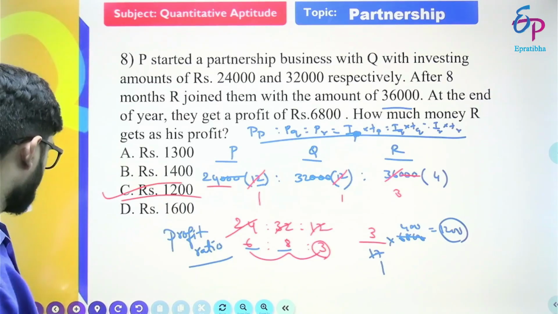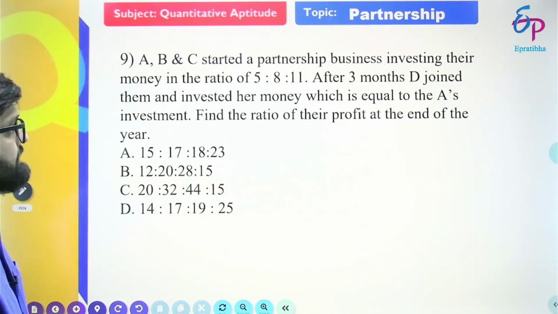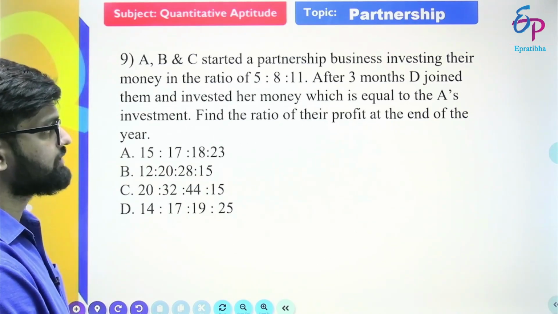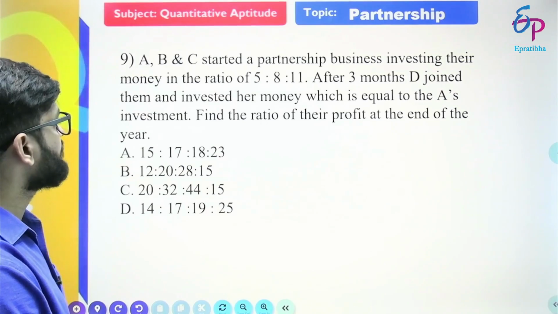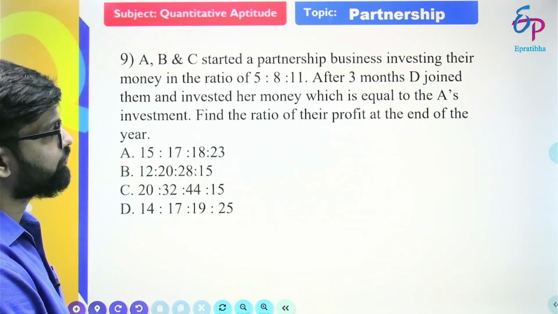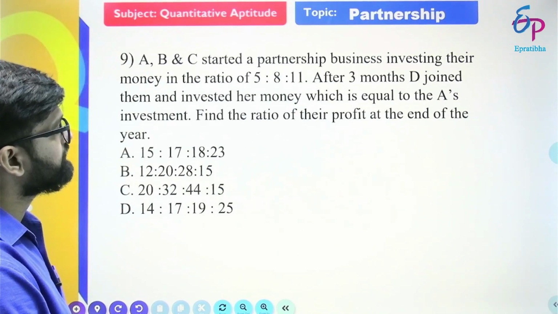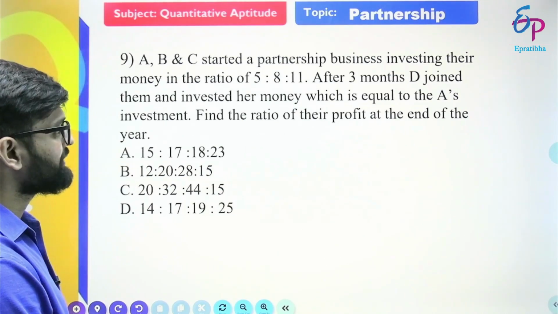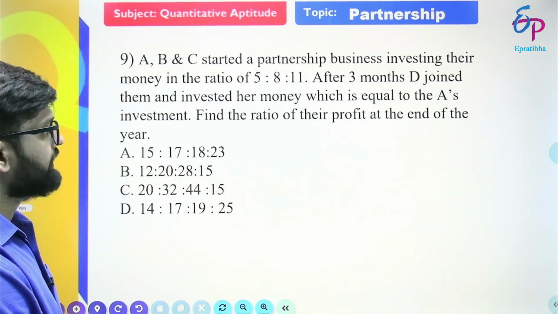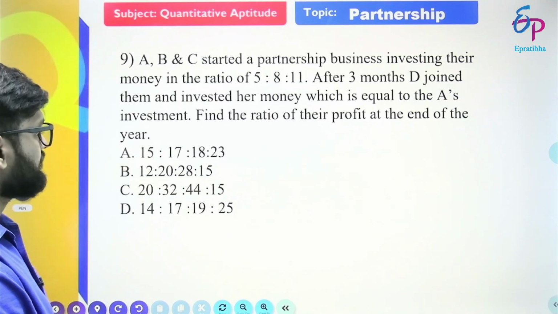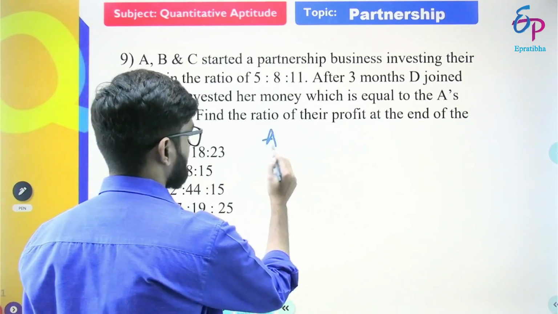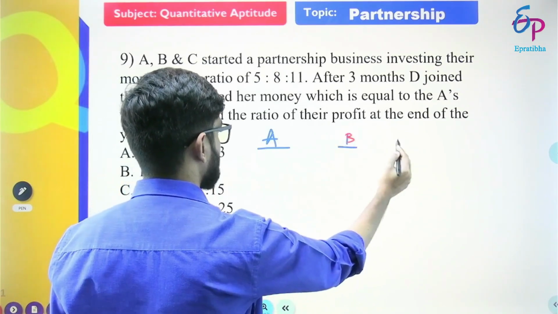1200 rupees. Question number 9. A, B, C started a partnership business investing the money in the ratio 5:8:11. After 3 months, D joined them and invested money which is equal to A's investment. How do we know the person is a he or a she? Find the ratio of the profit at the end of the year. Okay. Now what are they telling? I got to know that there are 4 persons, A, B, C, D.